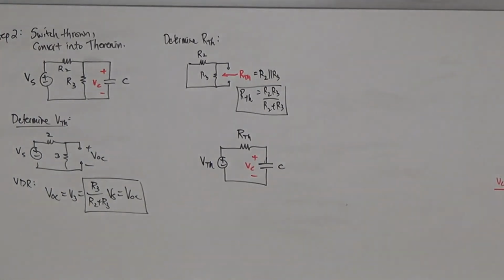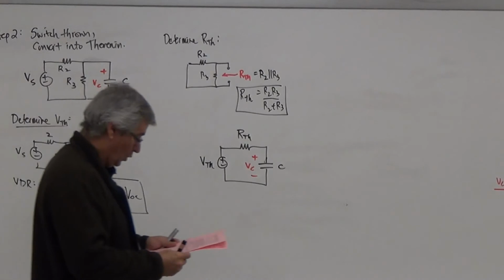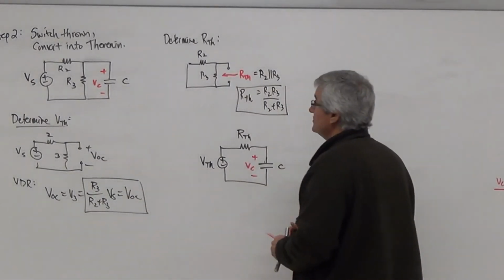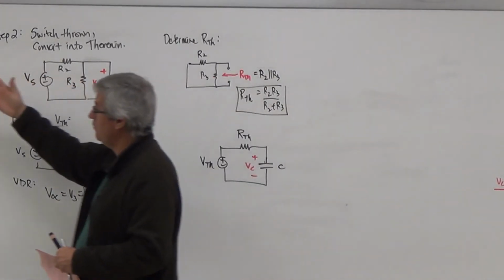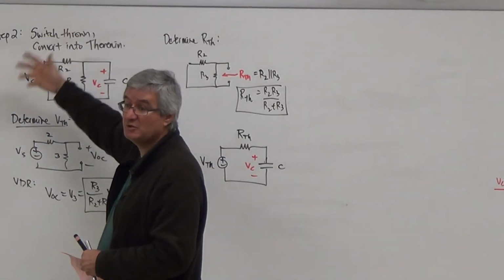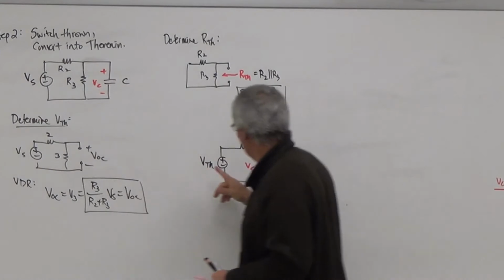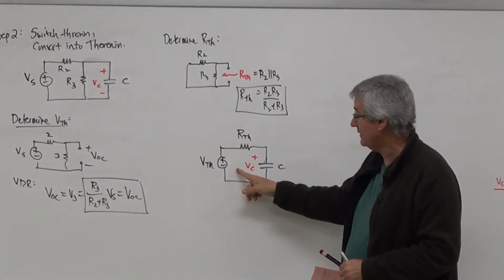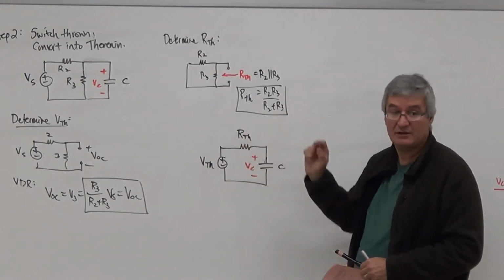How do I solve this thing? I'm going to use KVL. Right? This is a totally legit thing here. So now, I did step 1, I determined my initial condition. I did step 2, the switch was thrown, I converted it into a Thevenin circuit, right? Because I calculated VOC, I calculated RTH.